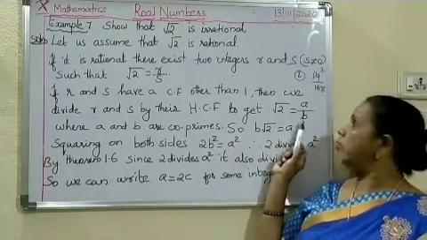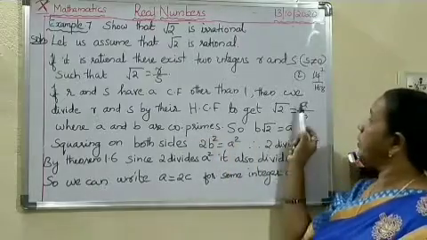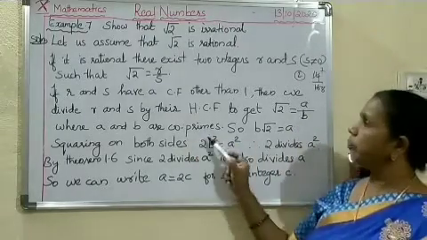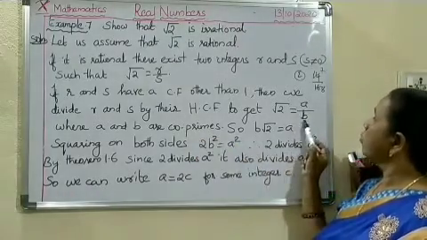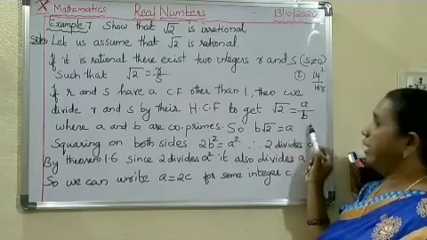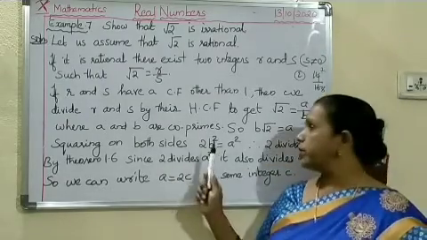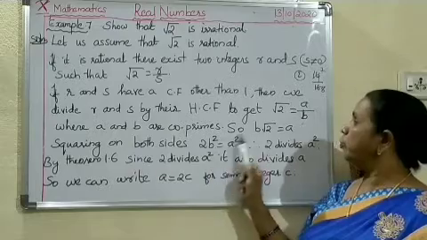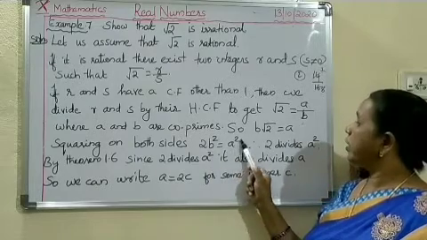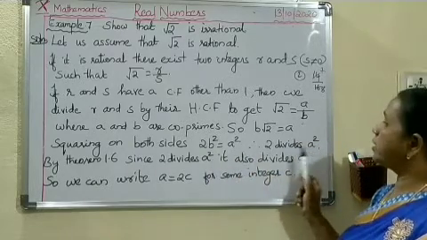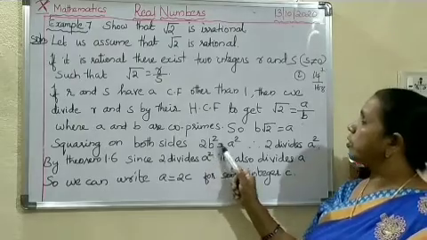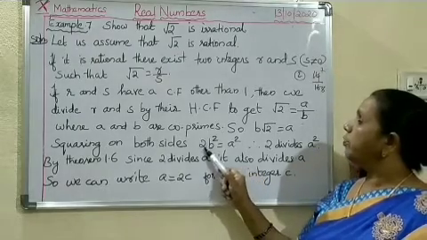Then we cross multiply, and A and B have no common factor. They are co-primes. So B root 2 is equal to A. Then squaring on both sides, we get 2B square is equal to A square. Therefore 2 divides A square, since 2B square is equal to A square.